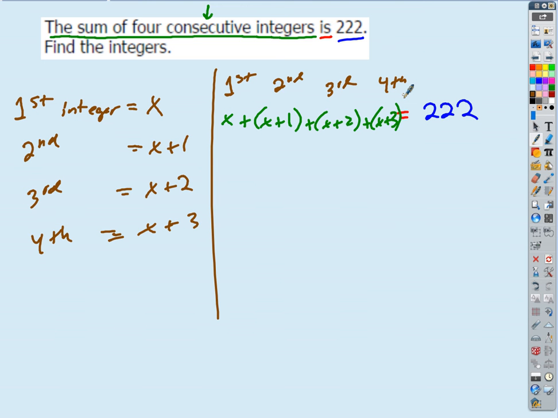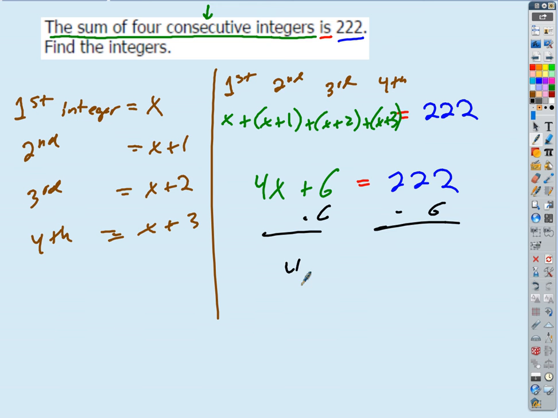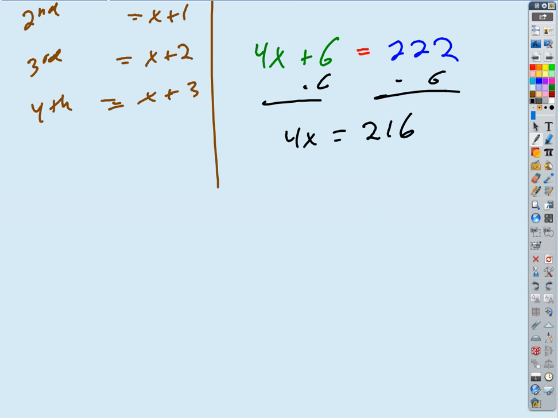So we could get rid of the parentheses and just add like terms. On the left side, how many x's am I adding up? x plus x plus x plus x, so I get a 4x, and then if I add like terms, 1 plus 2 plus 3 is 6, no big deal, right? We can do this. So what are the steps to get the x by itself? Subtract 6, and we get 4x equals 216. Divide by 4, and we get x equals 54.